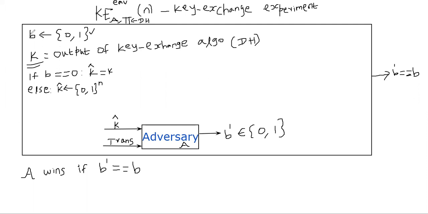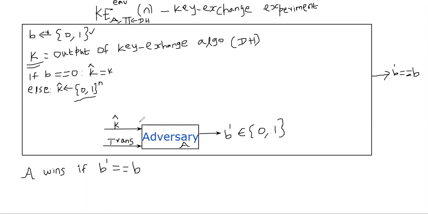So B is randomly chosen from the set {0, 1}. Let me use notation R here to say randomly choosing. If B is 0, we define a new variable K cap to be K, the K that we obtained from the Diffie-Hellman key exchange. On the other hand, if B is 1, {0,1}^n means you randomly construct an n-bit number and put it into the key K cap. So this is the setup.